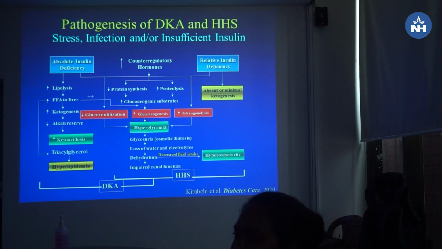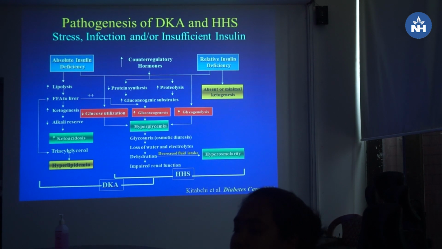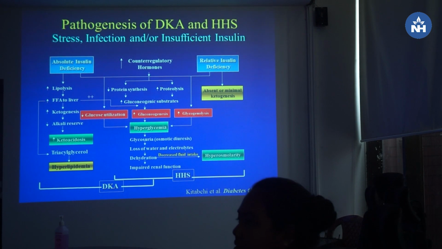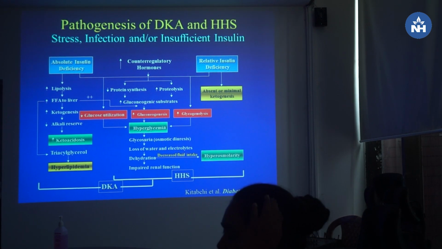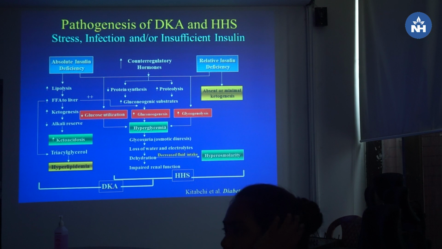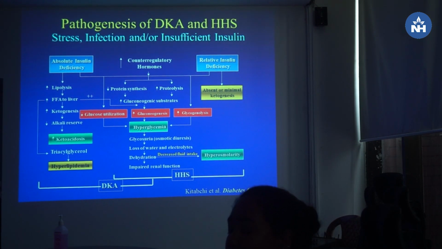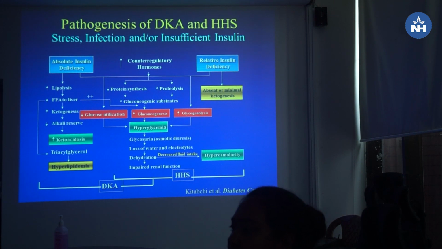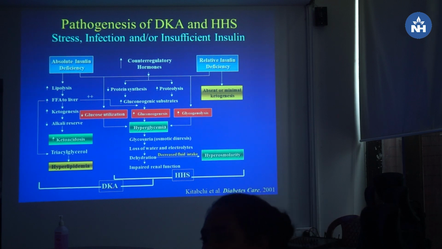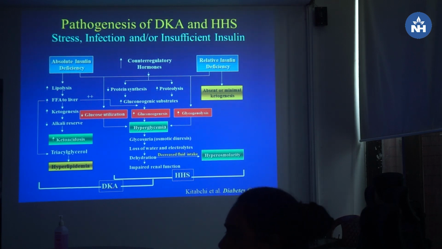In the case of HHS, whatever is different from DKA, all else is mostly similar. The only part which is different from DKA is that there is relative insulin deficiency. So there is impaired glucose utilization, which is leading to hyperglycemia, but a sufficient amount of insulin is there, which is not allowing the formation of ketone bodies. So this is the overall pathogenesis, sir.